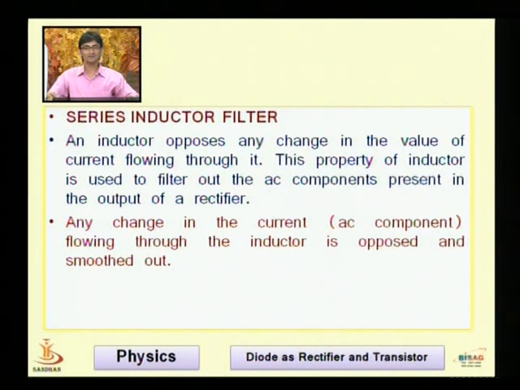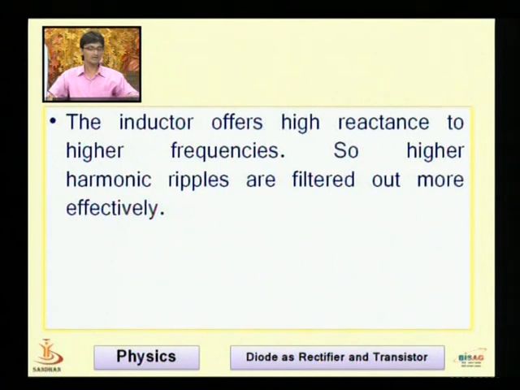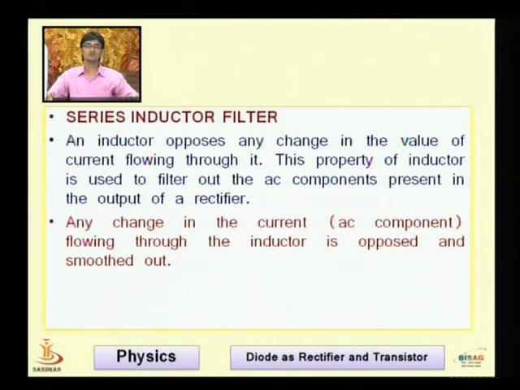Now another way is a series inductor filter. The property of an inductor is to oppose any change in the value of the current flowing through it. This is the nature of the inductor. This property of the inductor is used to filter out the AC component present in the output of the rectifier. Any change in the current, that is any AC component flowing through the inductor, can be minimized with the help of this particular inductor.